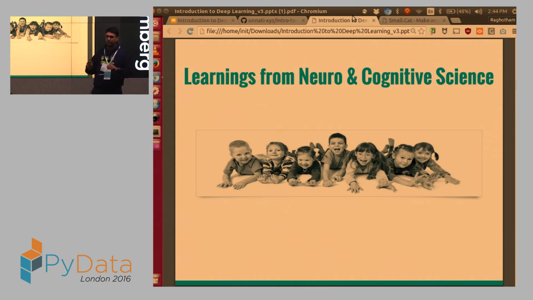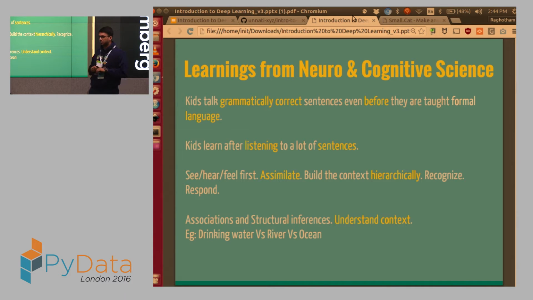If you've seen kids grow up, even before kids hit school, they're already talking grammatically right sentences. They're able to detect the difference between drinking water and the ocean, and they know what's what. You don't sit with a kid and tell them, this is how you should speak, these are the words that you need to pick up. But the kid's already learning, and the main reason is it's looking at its surroundings, it's trying to understand what people are talking about, and internally the learning mechanism kicks in, where it doesn't know that there's grammar associated with its speech, but it knows that this is the right way of doing things.